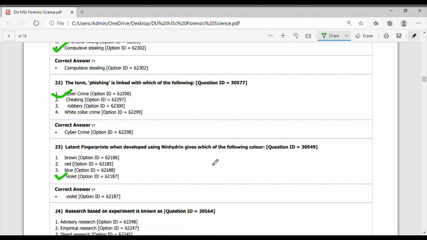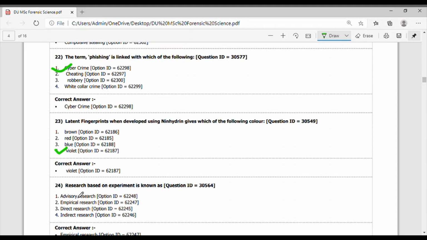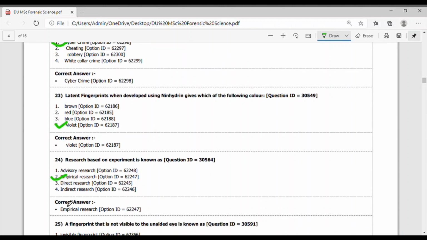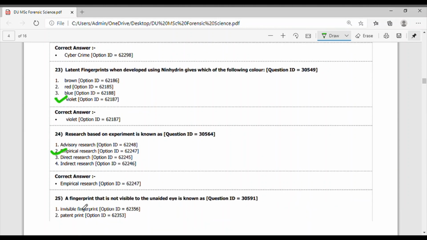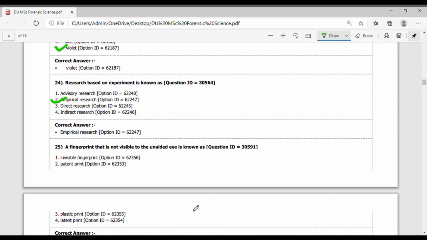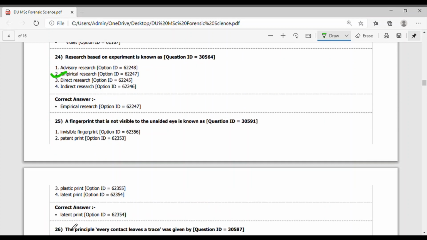Okay. Next question is question 24. Research based on experiment is known as empirical research. And question 25. A fingerprint that is not visible to the unaided eye is called a latent print. Okay, this is very easy because it is hidden.